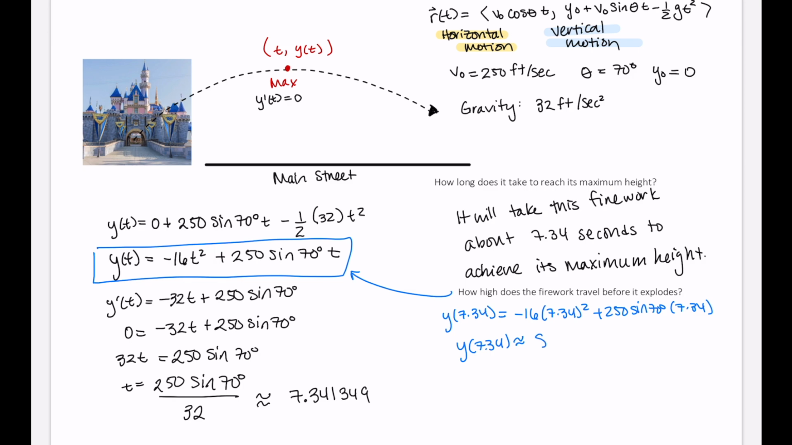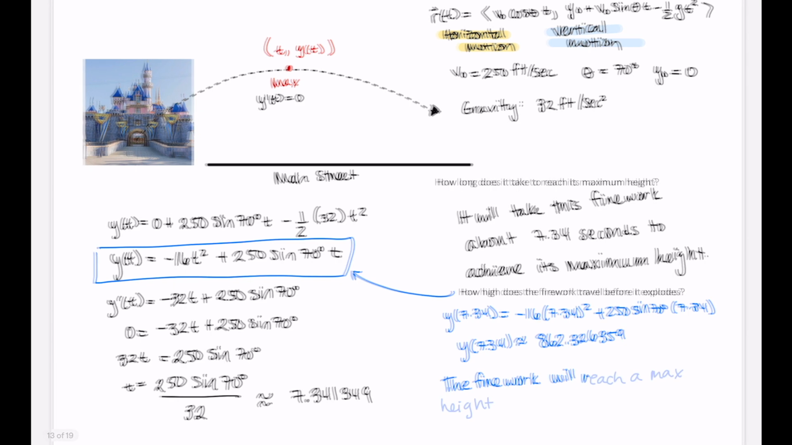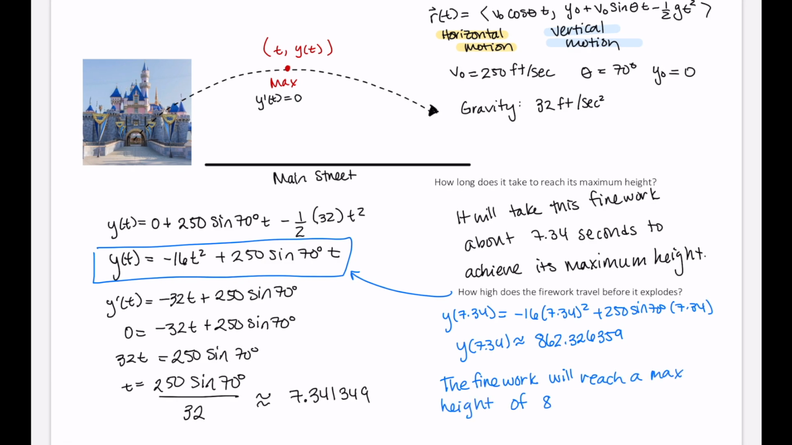You should get about 862.326359. And again, that's 6 decimal places. Okay, so the firework will travel, so it will travel how high? That is, it'll reach a max height of about 862.33 feet.